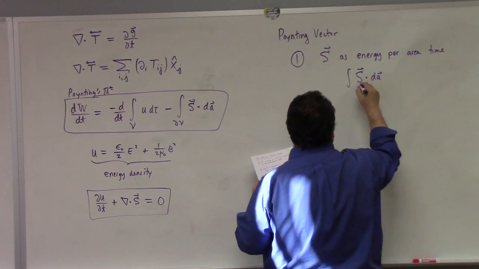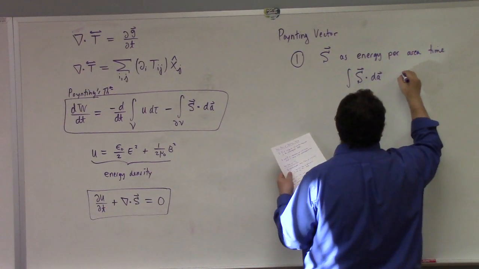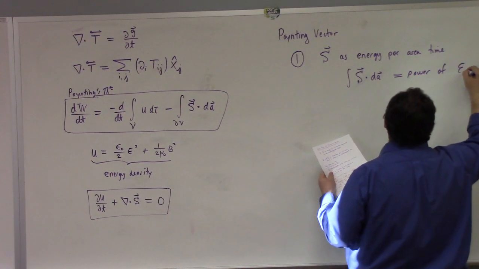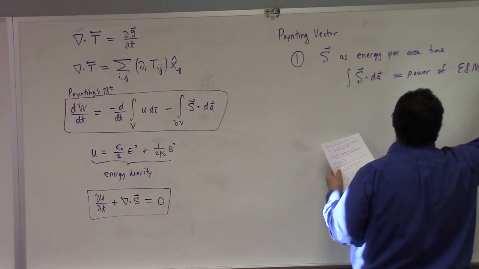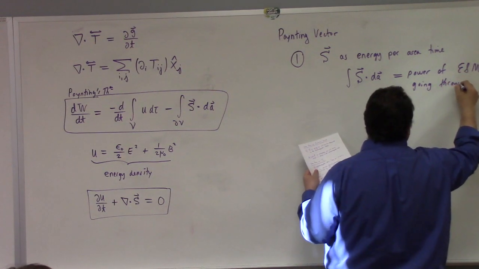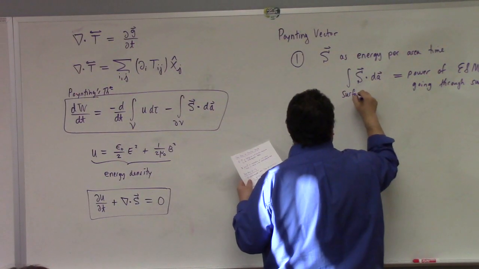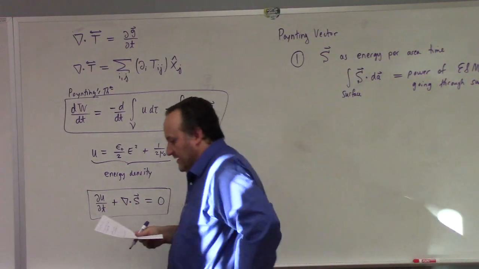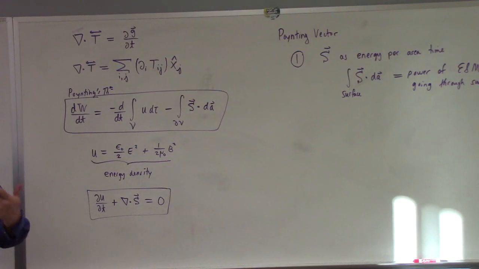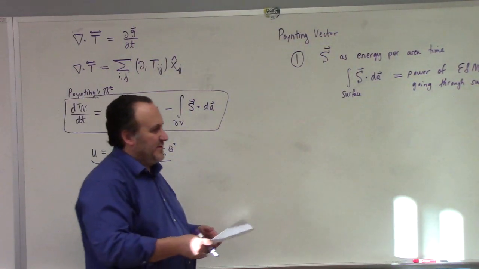Over some surface, which I usually call S, so I'm at a loss. Yeah, this is the power, right, of the electromagnetic fields going across the surface in question. It's the energy per area time transported by the electromagnetic fields. It's an area energy density. But you're right, it's a power density, isn't it? Because it's energy per time.